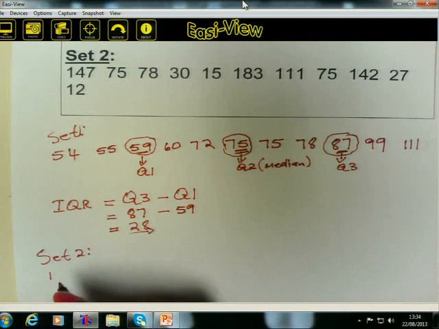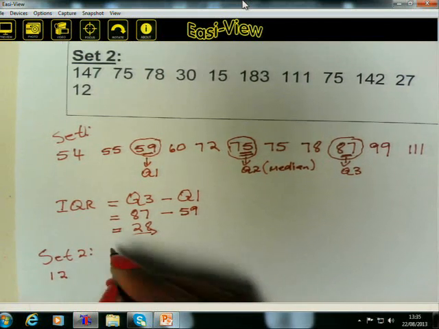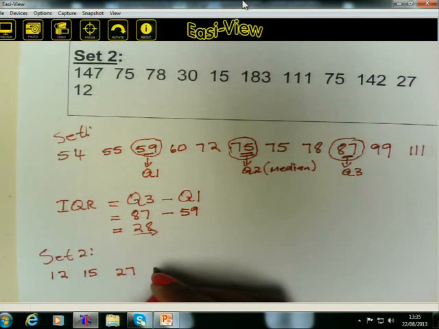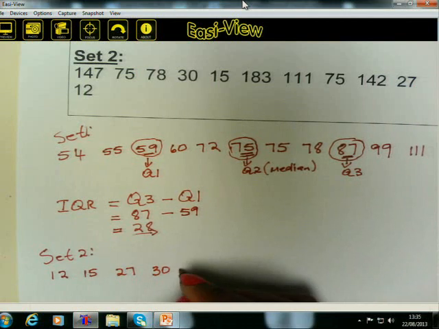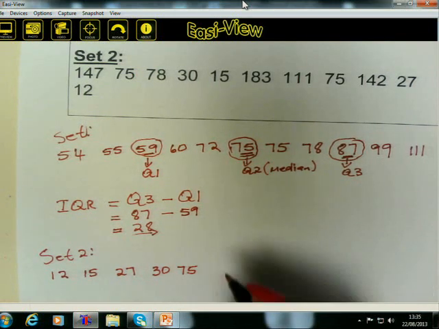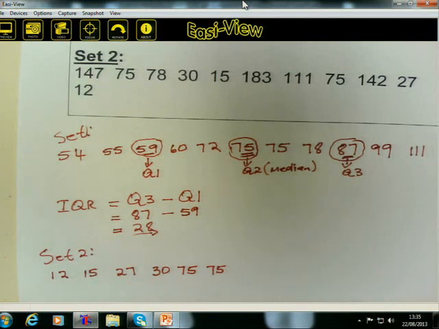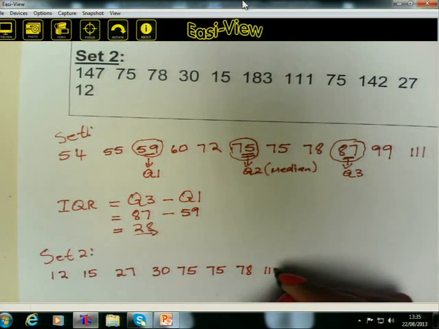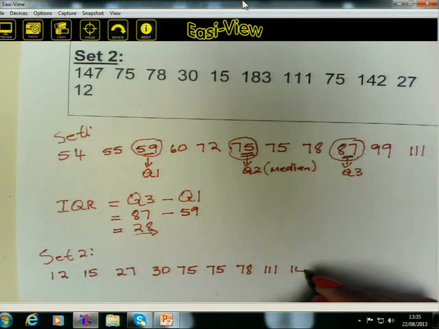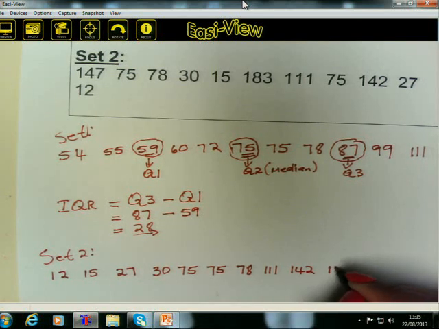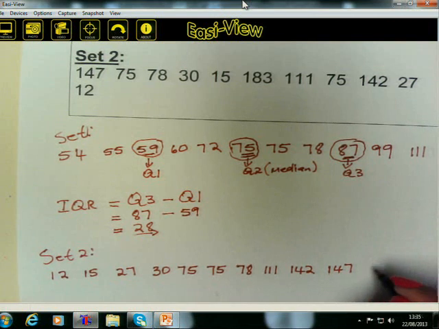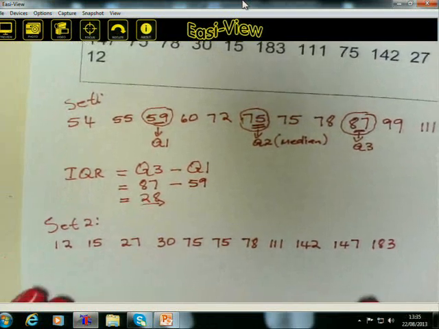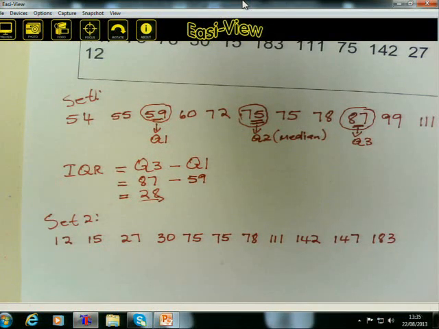The first value there, which is the lowest value for set 2, is 12. And then 15, 27, 30, 75. Another 75, and then 78, 111, 142, 147, and the last value, 183. Now that we have arranged our data, then we can find the median.